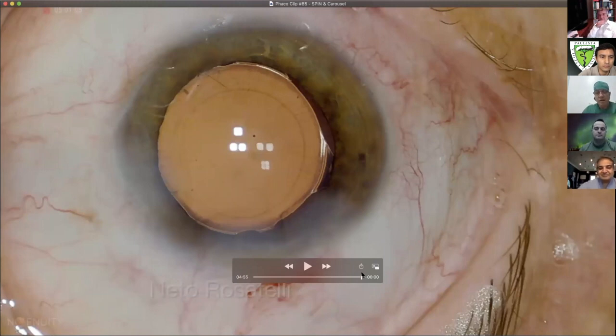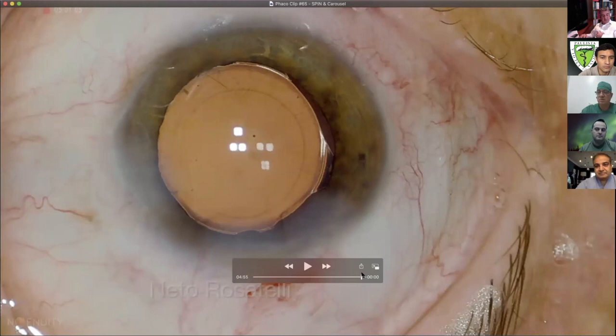What happens most often is that the nucleus, as it gets smaller, is out of the bag. But it's no problem. You can still emulsify it at the capsular, at the safe zone plane, and it's very safe. It's a very safe technique. This one went beautifully, so I decided to show it so that it's easy to appreciate how the movement goes and some of the mechanics of the technique.